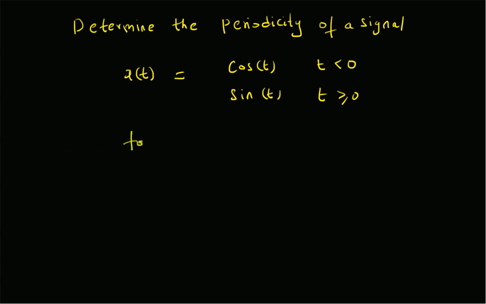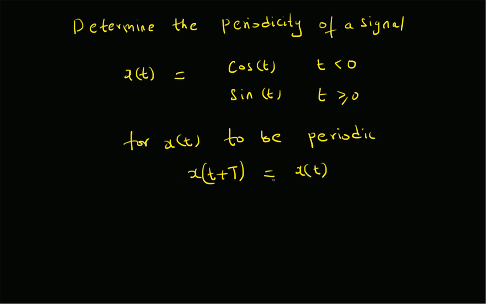So for signal x of t to be periodic, the required condition is that x of t plus capital T, where capital T is the fundamental period of x of t, or x of t plus n times capital T, where n is an integer, should be equal to x of t. So if this condition is satisfied for all values of t, then it is periodic.